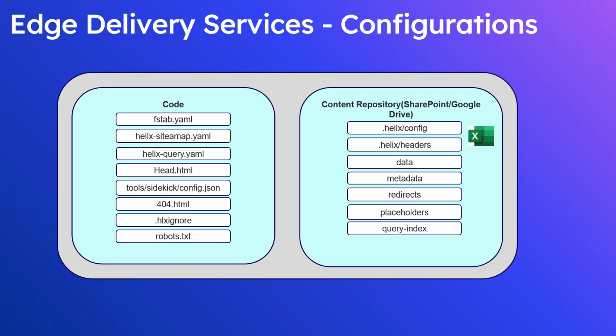Next one is JSON data. As we discussed earlier, you can expose any Excel table data as a JSON endpoint. This can be consumed by the website.